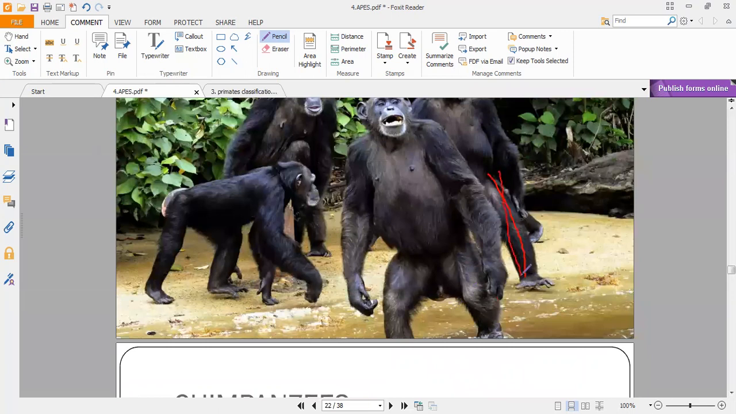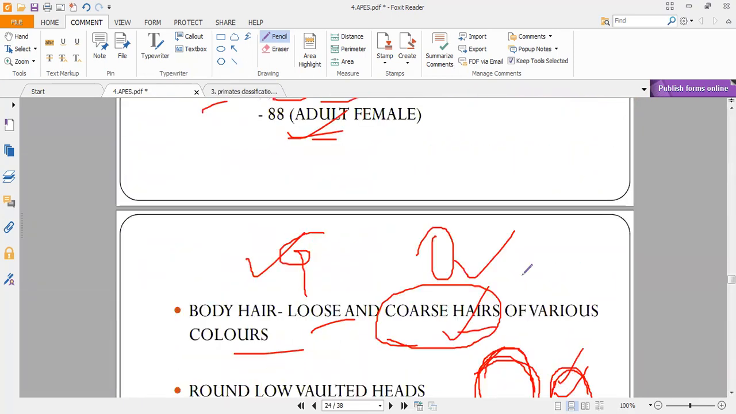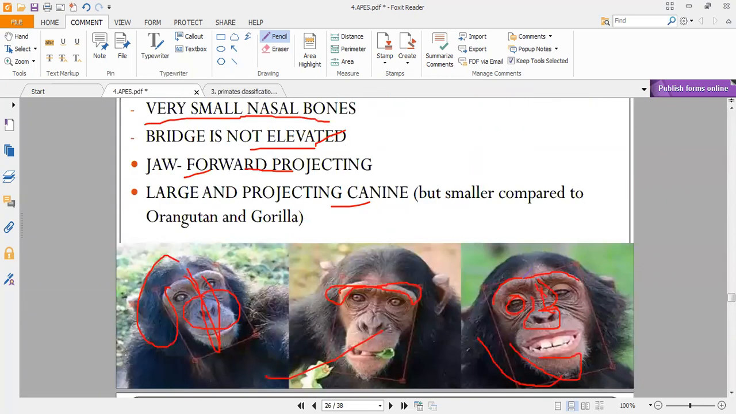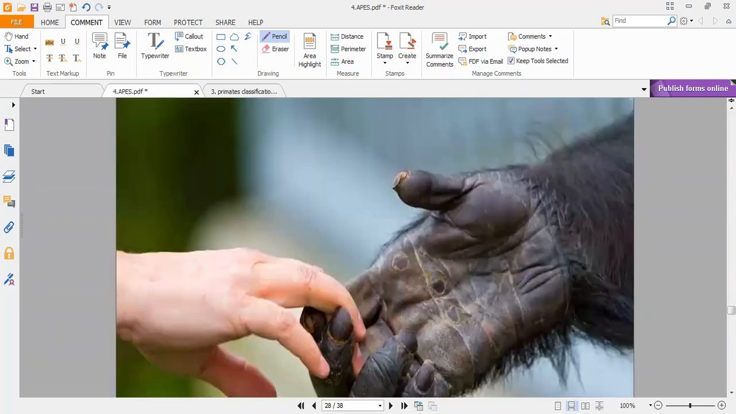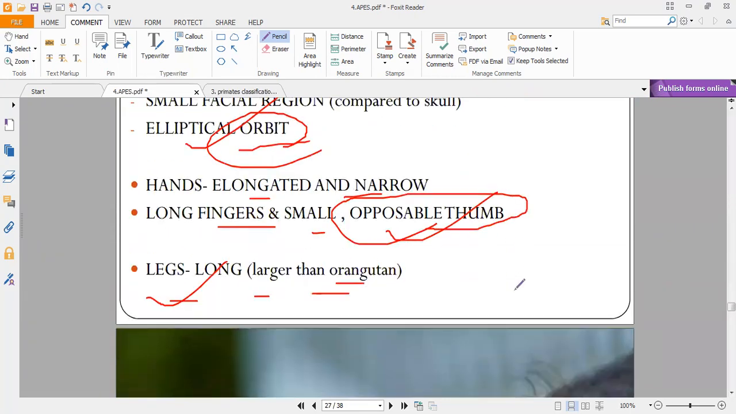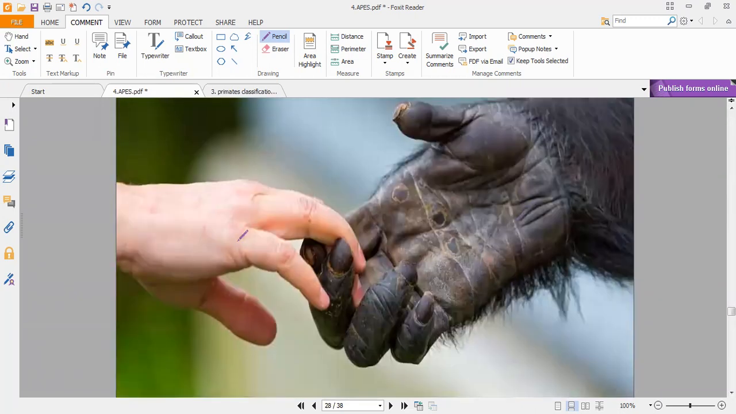Their legs, chimpanzee. Okay. So you can compare their hand with our human hand. See, it is very long, very huge also. You can find nails like us.